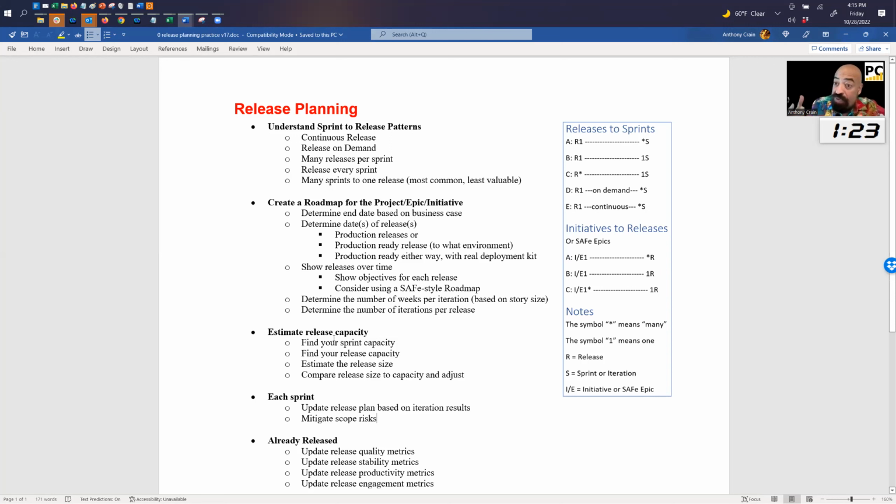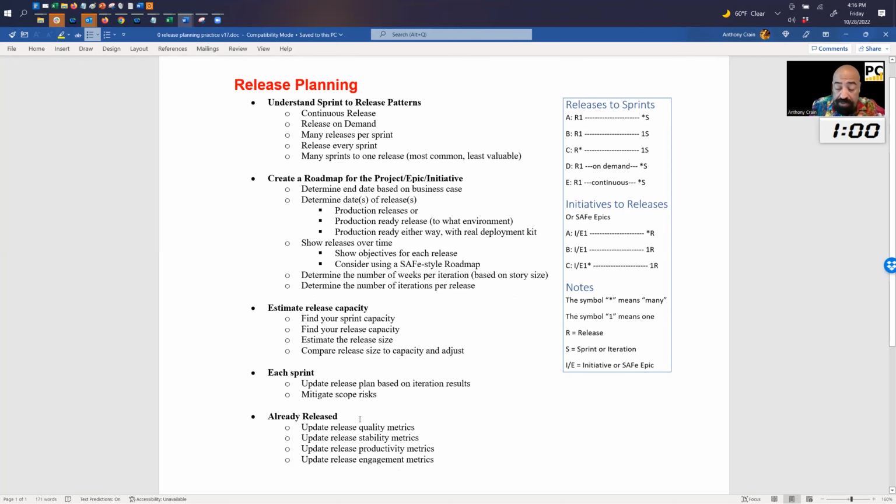You need to be able to estimate release capacity and predict what is or is not going to be in a release. I'm going to have a separate video about minimum possible product, or MPP, but this is starting to get into what is the minimum possible product given the constraints on our solution. And then each sprint you're going to update that plan, right? Every sprint informs you more about the reality. And you're going to mitigate risks to scope because of that.